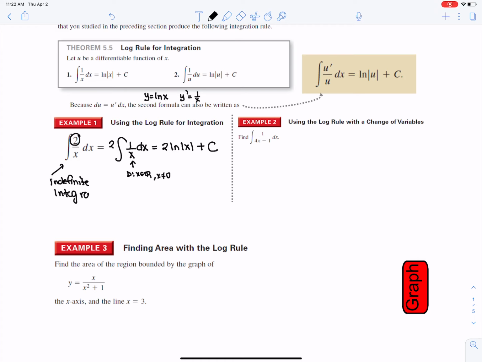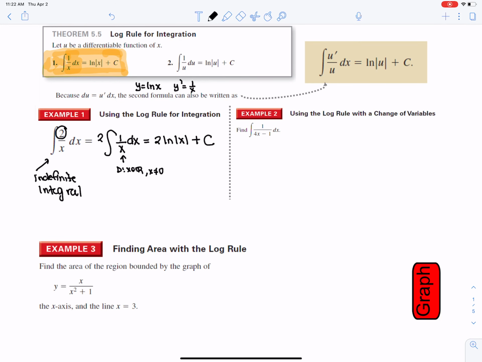So basically the rule states that when we're doing the integral of 1 over x dx, we need to do the ln of the absolute value of x plus my arbitrary constant. Again, the domain of both functions is x cannot equal 0. If I have a 1 over u du, same thing, they've just changed the variable on us. The integral would be ln of absolute value of u plus c.